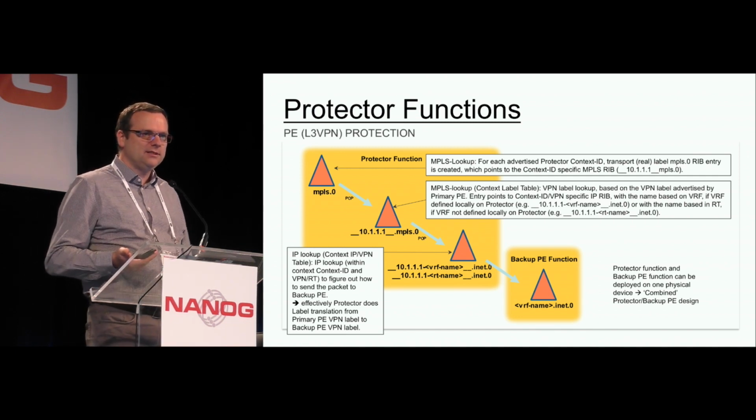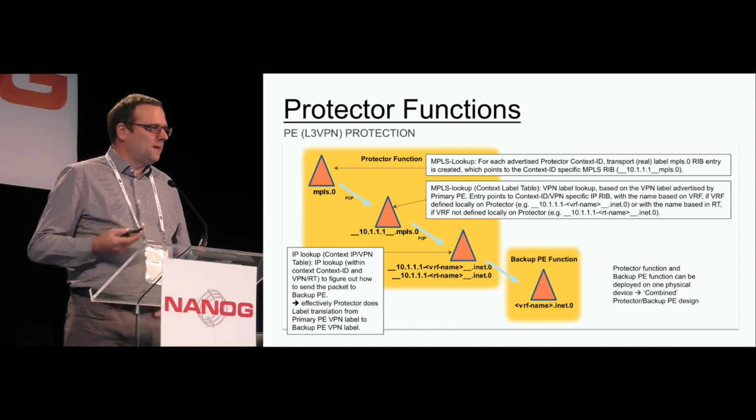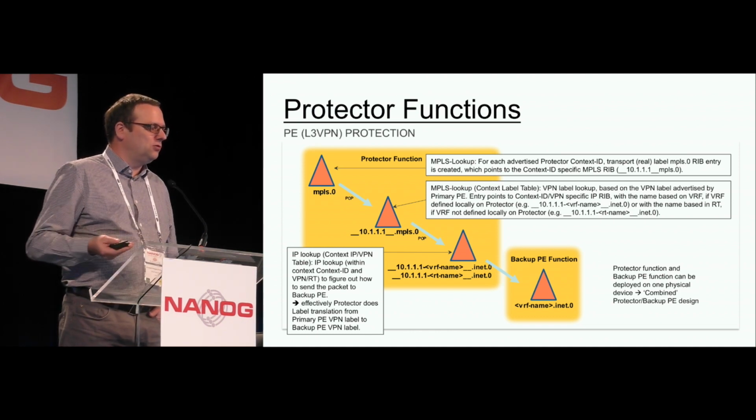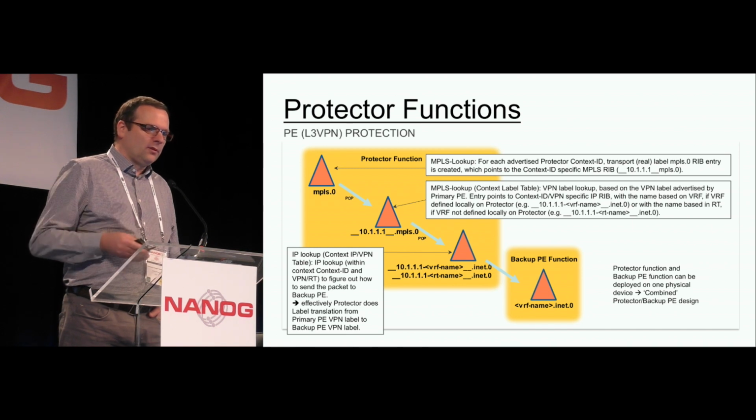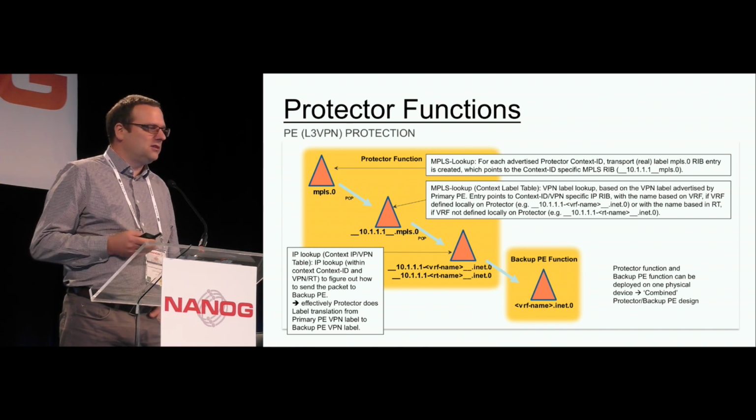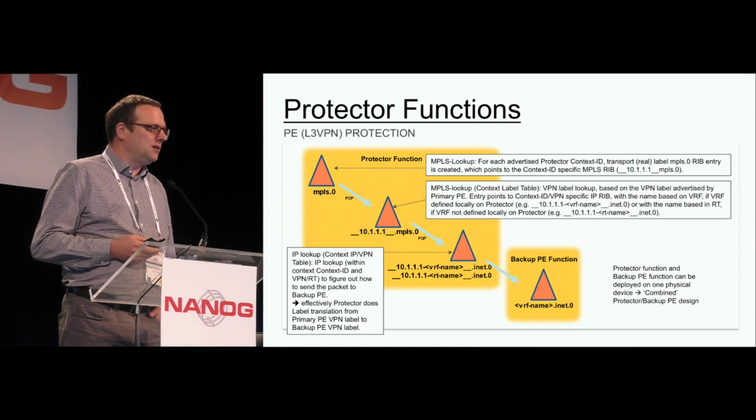How did I receive these labels? P1 advertised VPN prefixes to the route reflector. The route reflector reflected the prefixes to PE2, so PE2 knows the labels allocated by P1, and it stores these labels here. Then the lookup for the second label, which is the VPN label allocated by P1, is done. Then we have the IP lookup, which is for the next hop and the VRF. And then you have the backup PE function locally, then we have the VRF label table. So this is basically how it works.